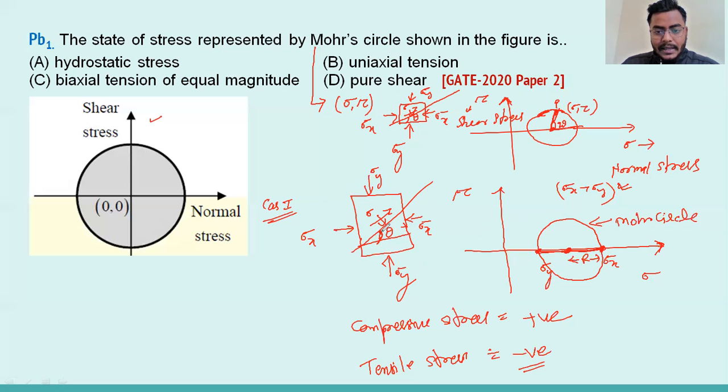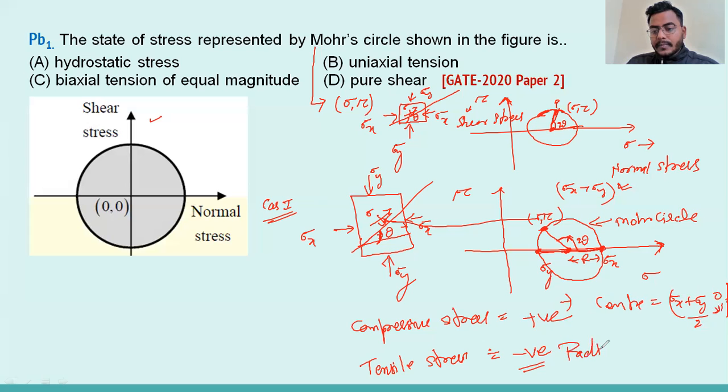So we want to calculate at a plane at an angle theta with the horizontal. What we have to do is rotate by 2 theta, and we get this point. The coordinates of this point will give us the normal and shear stress at this plane, right? So this is the main procedure. In this case, the center would be (sigma x plus sigma y) divided by 2, 0. The y coordinate is 0, right? And the radius would be (sigma x minus sigma y) divided by 2.